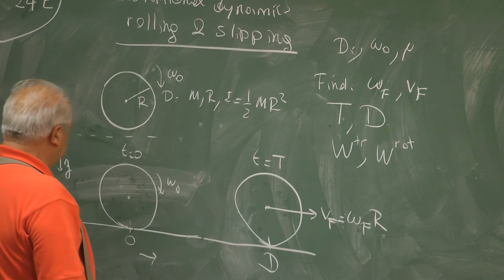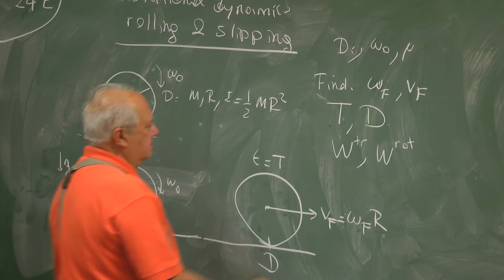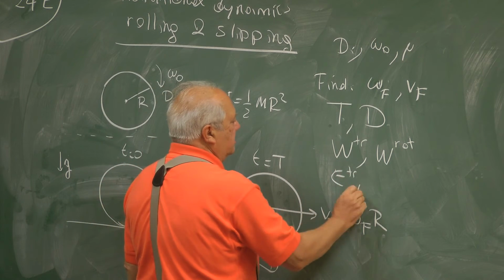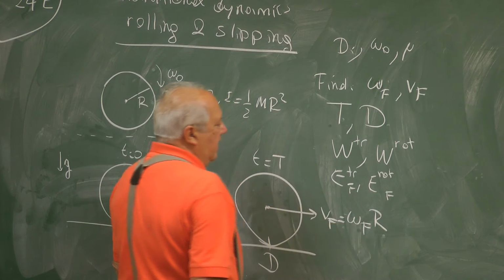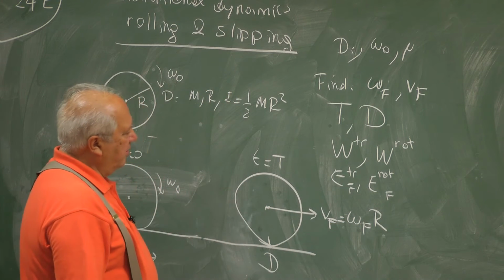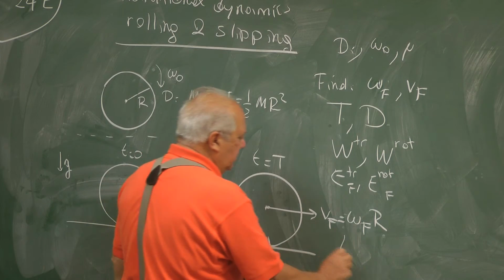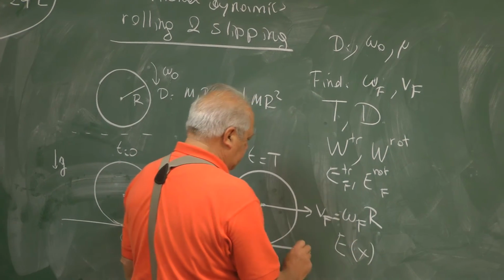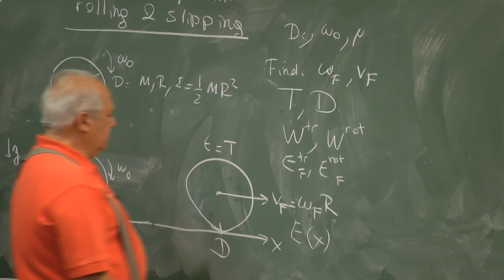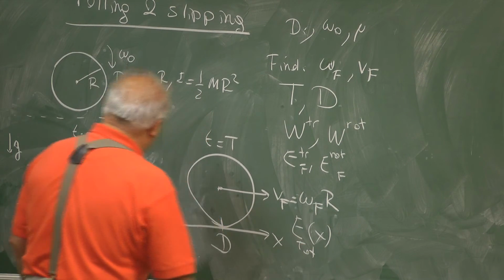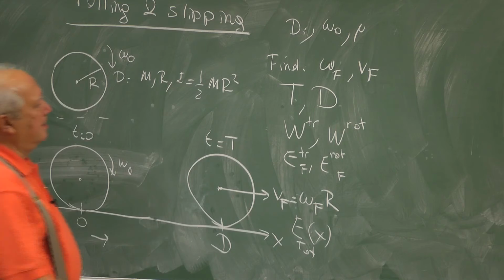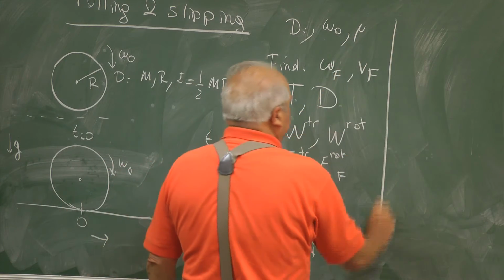And what is the final energy? E translational, E rotational, final. And we can also look at E of x. So this is x. How does the total energy vary with x? So let's start.